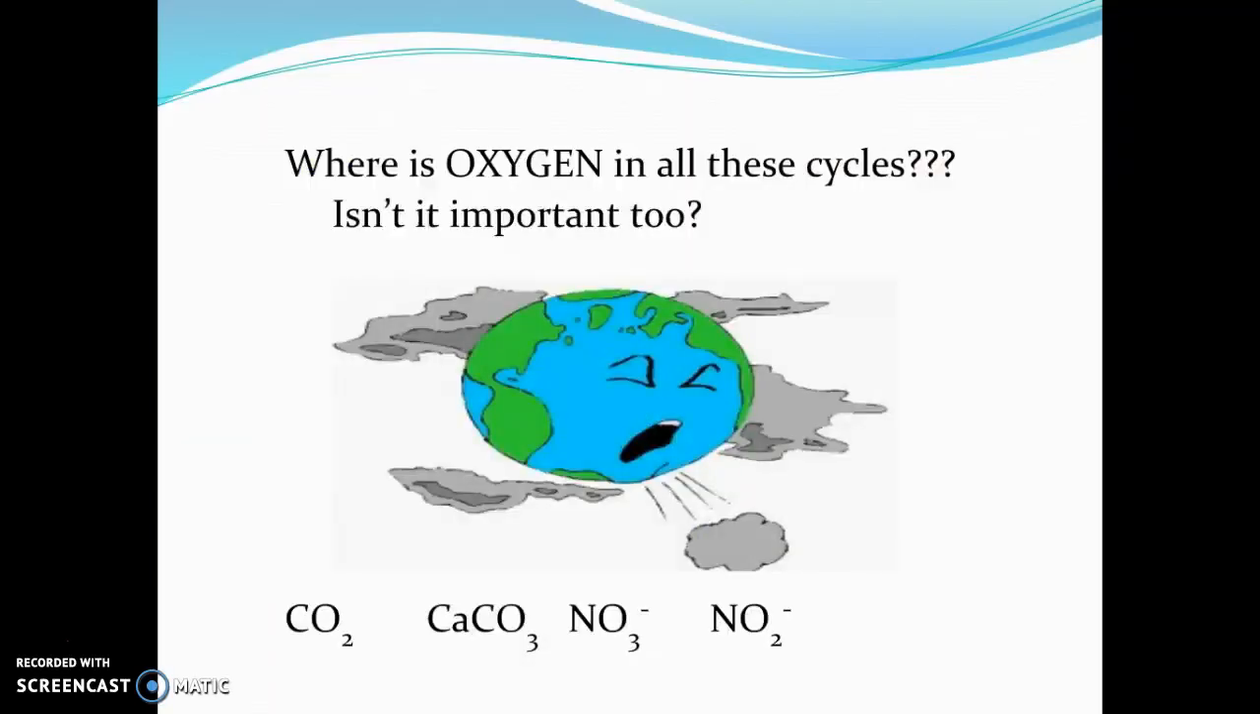And then where is the oxygen in all of these cycles? Isn't it important too? Oxygen is prevalent in every single cycle. We saw it in carbon dioxide. We can see it in nitrogen and nitrous oxide. And we also see it in calcium carbonate. Okay, so these are a couple of ways that we see oxygen in all of these cycles.